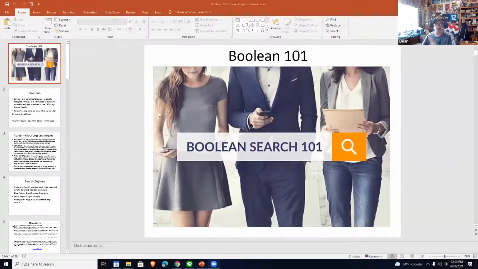Let me share my screen. Some of this is going to be static. Most of it's going to be live because I hate static. Anybody who's ever heard me talk, I hate static. I like to be able to show. So Boolean 101, this is actually a new picture.